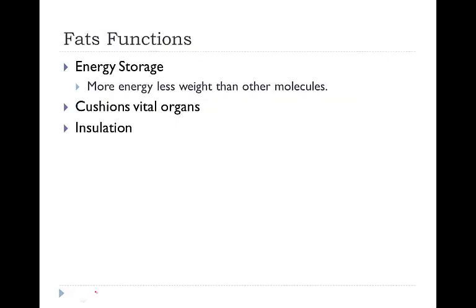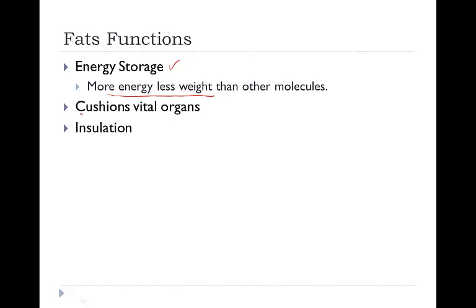So what are the key functions of fats? Well, they store energy. For example, 1 gram of a fat will have about 9 calories of energy stored in its bonds, whereas 1 gram of carbohydrate would have approximately 4 calories of energy stored in its bonds. So twice the energy for the same amount of mass. So more energy, less weight than other molecules, which makes them highly energy efficient storage molecules, whether it's storing for a famine in an animal or whether it is storing energy in oils inside seeds and nuts so that the next generation of plants can grow out.